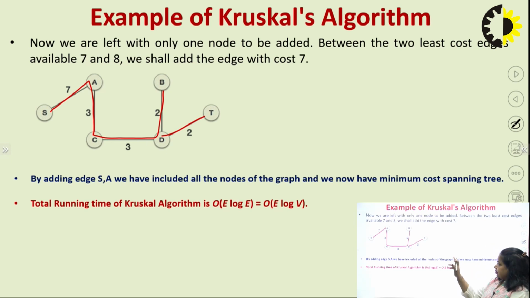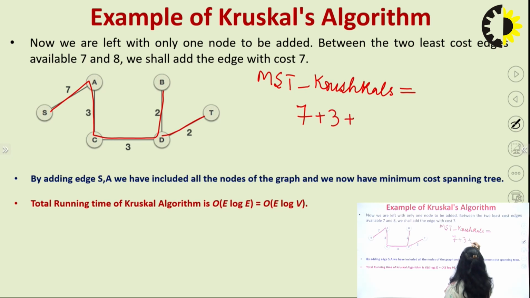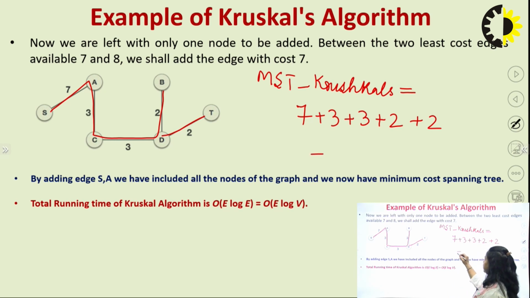Now you can see that in the case of Prim's we got the same graph, or the same minimum spanning tree, and by using Kruskal's also we are getting the same tree. So now we again calculate the cost of this tree, this time using Kruskal's algorithm. The minimum spanning tree costs 7 plus 3 plus 3 plus 2 plus 2. After doing the calculation, we are also getting the same weight, that is 17.